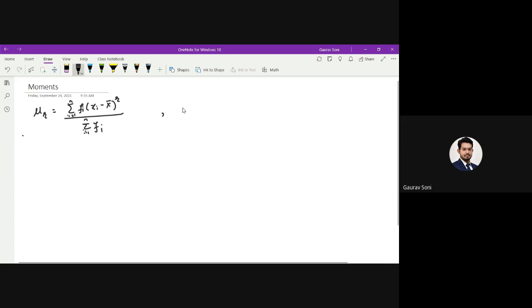Then we also looked at mu r of a. This notation is used for the moment about a, and the formula for the same is summation fi (xi minus a) raised to r upon summation fi, where i is running from 1 to n. This is the moment about a.